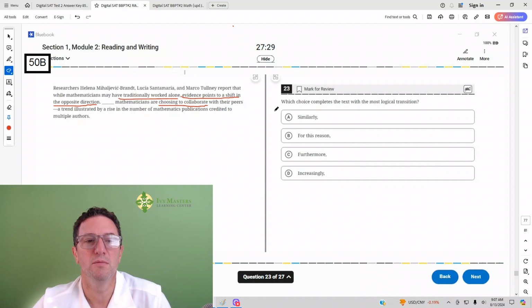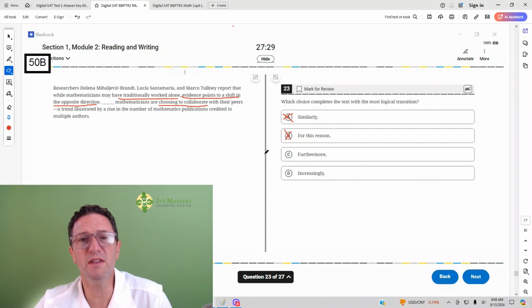But we also said more and more or more than ever before would fit. Notice that's not a single word. It's several words. But the point is you want to get the meaning of the blank. Similarly is when you have another similar example, but that's not the relationship here. For this reason, so a shift in the opposite direction, that's not a reason. A reason would be like mathematicians are lonely or something like that. Answer choice B is gone.